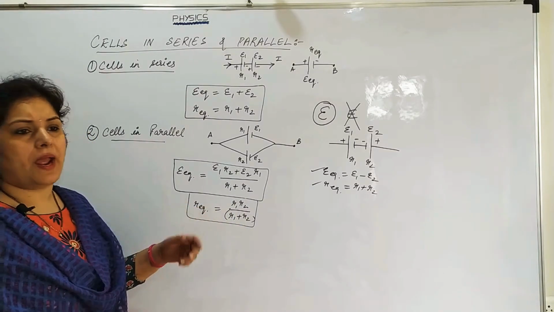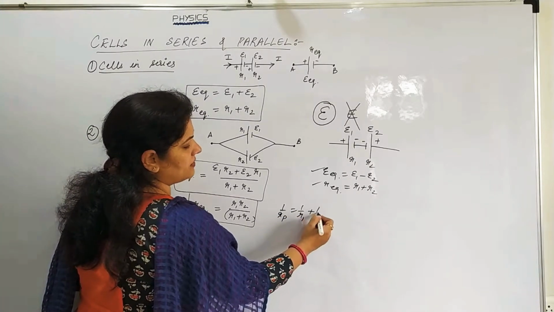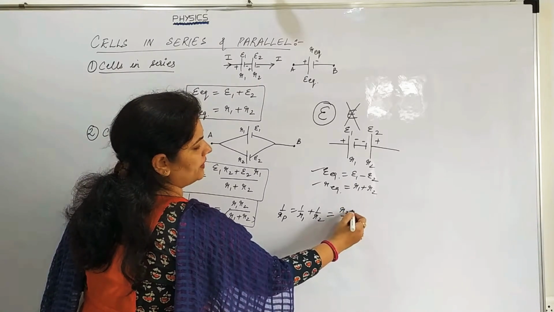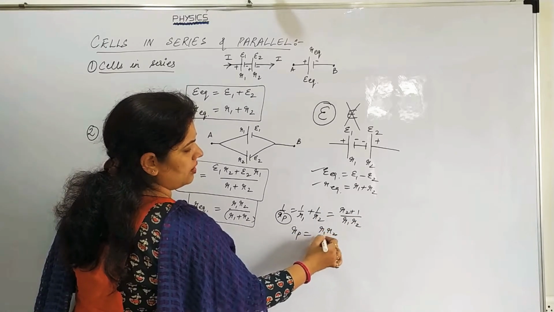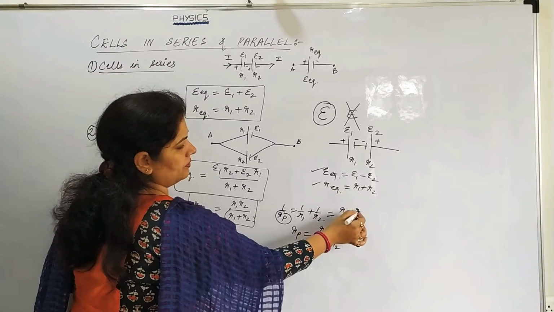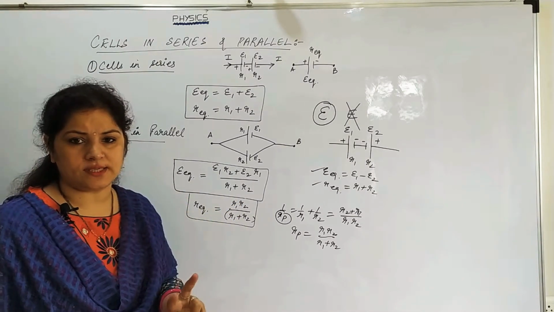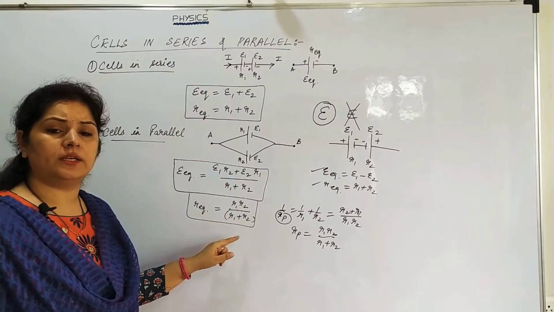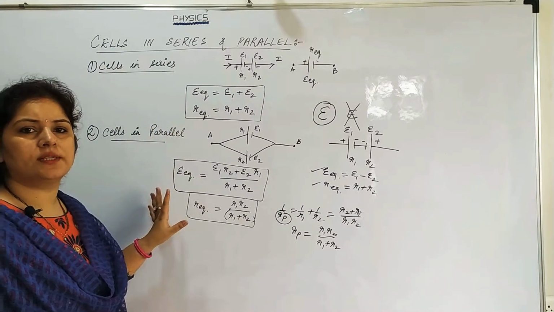Similarly, the way we take it in parallel, 1 upon RP is 1 upon R1 plus 1 upon R2. Taking LCM, R1 R2, R2 plus R1. So what will be the value of RP? Its inverse: R1 R2 upon R1 plus R2, right? So this is the direct value of product upon sum. Whenever we have two resistances in parallel, directly take the product of the two, R1 R2, divided by their sum. That is the direct formula we use. So this is two cells in series and this is two cells in parallel.